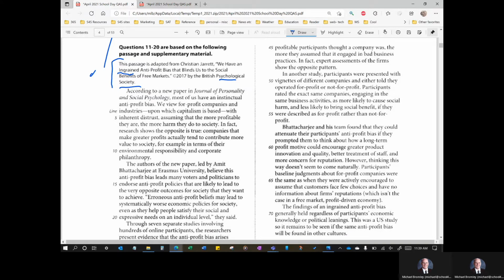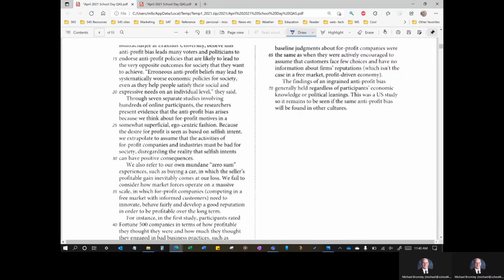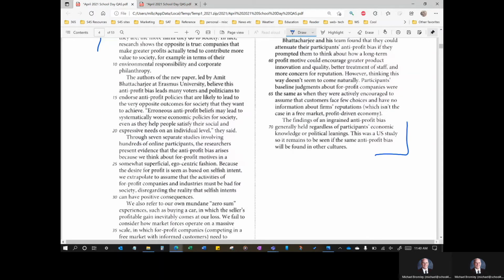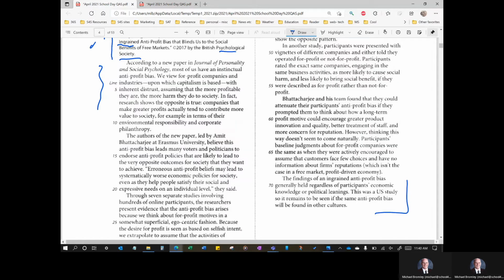According to the new paper, Journal of Personality. So what I'm doing here is I'm just going to read the introduction. I know this is always an introduction. It's not going to give me the thesis. The thesis is going to be more clearly stated at the end, but we'll get there. I'm just going to see what's going on. We view for-profit companies, industries upon which capitalism is based, with inherent distrust, assuming the more profitable they are, the more harm they do society. Okay, blah, blah. In fact, I see transitions.